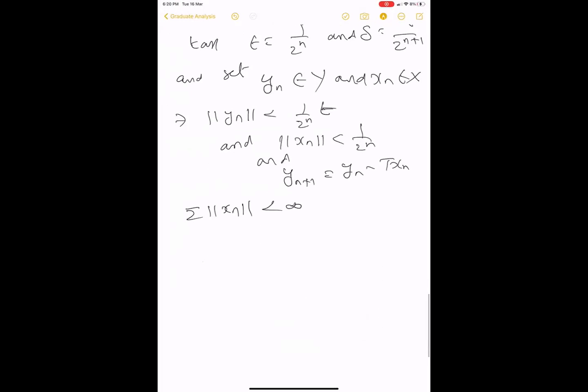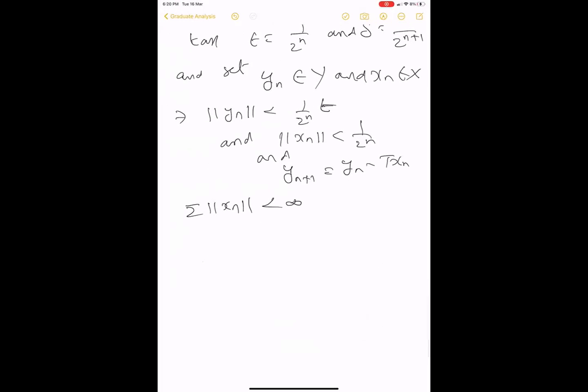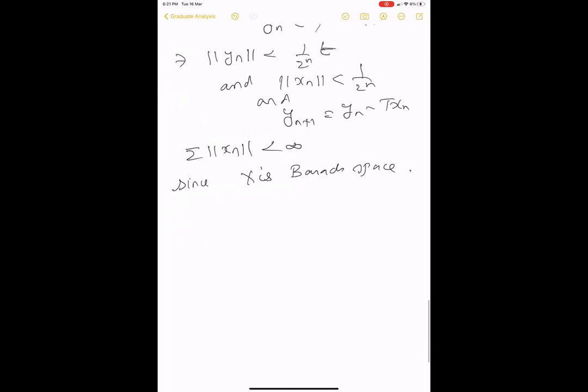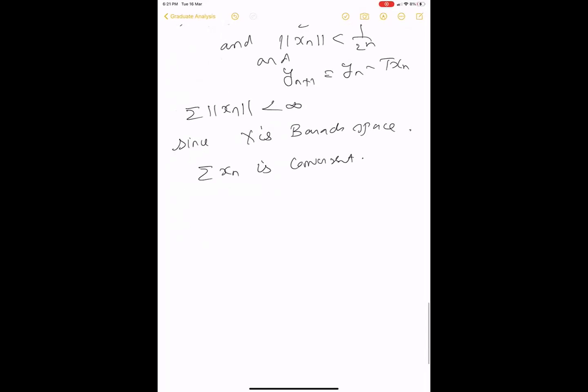We have proved that absolute convergence implies convergence in a Banach space. So since X is a Banach space, notice that I'm using the fact that X is a Banach space. I have already used the fact that Y is a Banach space because I used completeness to use the Baire category theorems. Now I am proving X, I'm using X is also a Banach space. Since X is a Banach space, summation xn is convergent. The limit exists for summation xn.